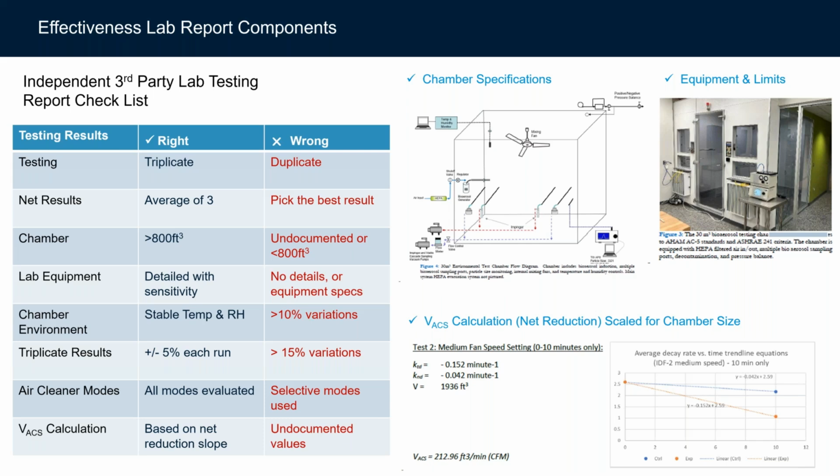And then you take the net reduction slope. That's what you calculate into it. You can see there on the right, there's a lot of things to look at. But if you just go to test 2, you'll notice the K sub TD compared to K sub ND. That's your net reduction, and then you multiply it by your volume, and that gives you the final result. So in this example, that final result would give you an ECA for that product of 212.96 cubic feet per minute, CFM.